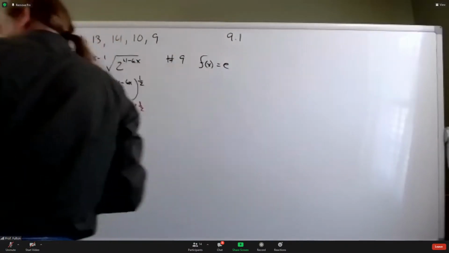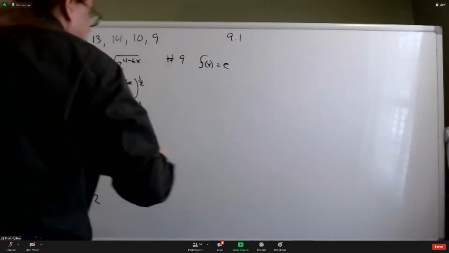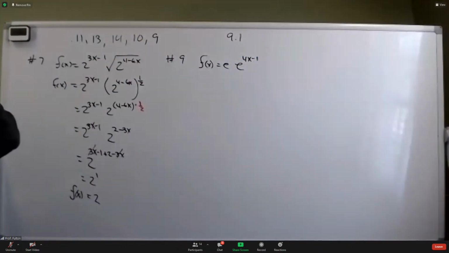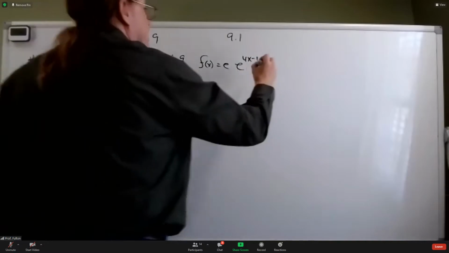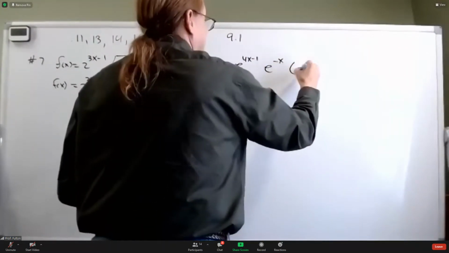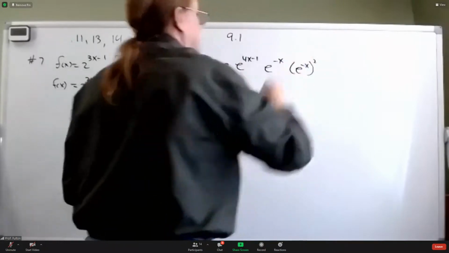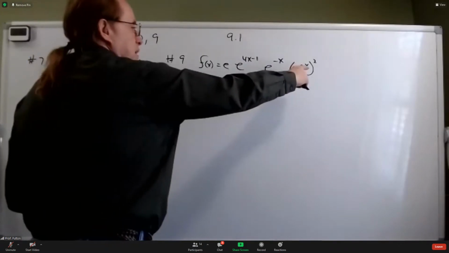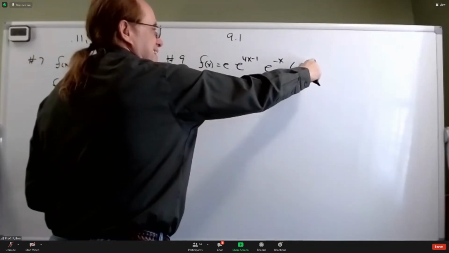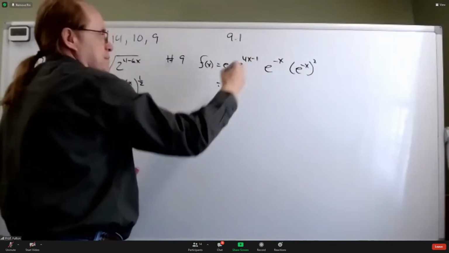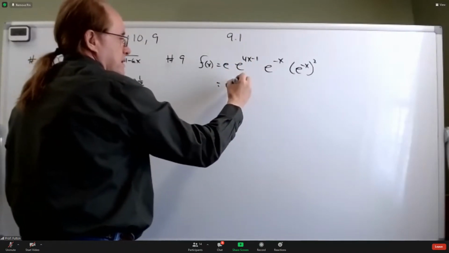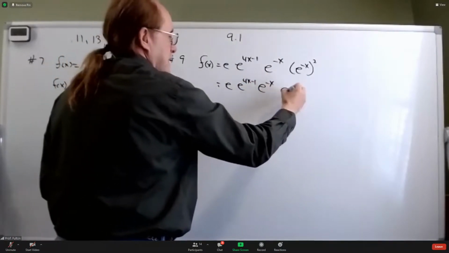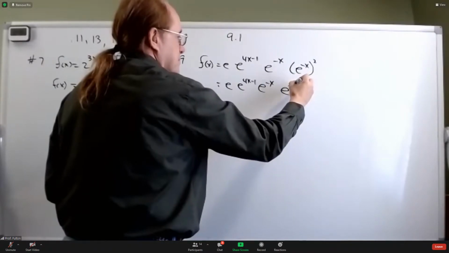is equal to e times e to the 4x minus 1 times e to the minus x times e to the minus x squared. Okay, the first thing I might do is get rid of the exponent there. I'll combine some of these in a second, but I'm going to write what it is too: 4x minus 1, e to the minus x, e to the minus x times 2.